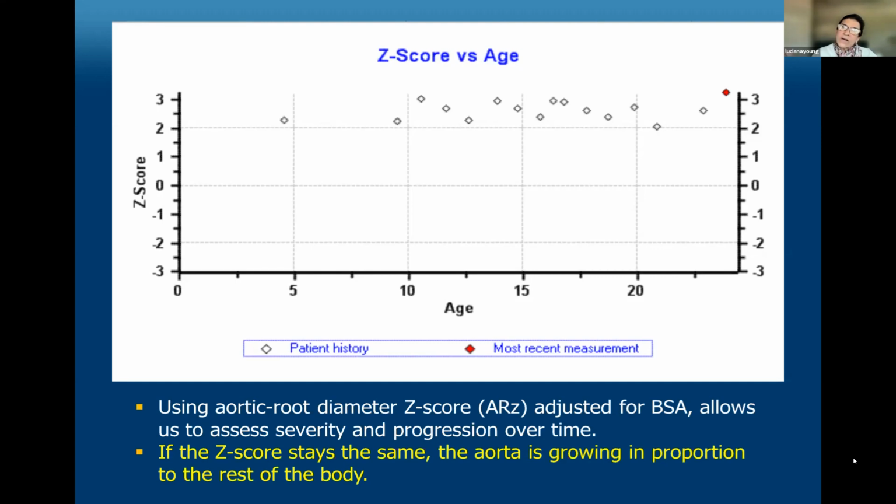The Z-score is a standard deviation above the mean or the median for a group of children at the same age and the same body size. We have normative values for these Z-scores, but most importantly, we use this rather than the absolute dimension to follow aortic growth and trends within children because their body is continuing to grow.